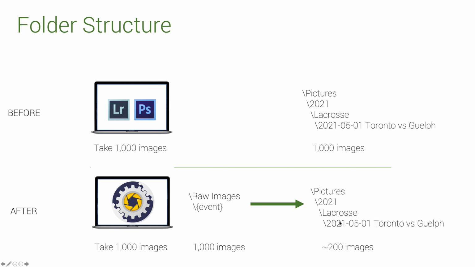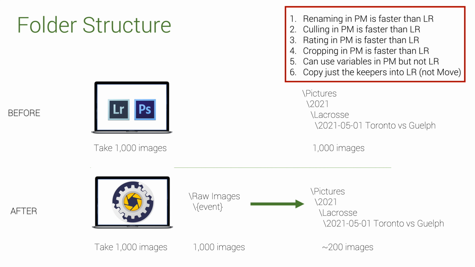So the difference between my workflow before Photo Mechanic and after is I now use this temporary subdirectory or this catch-all for all my ingests. I call it Raw Images, and then the subfolder is Event. So renaming in Photo Mechanic, much faster than Lightroom, culling, rating, cropping. You also have the advantage of being able to use variables in Photo Mechanic that you cannot use in Lightroom.